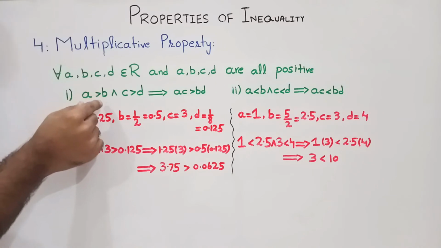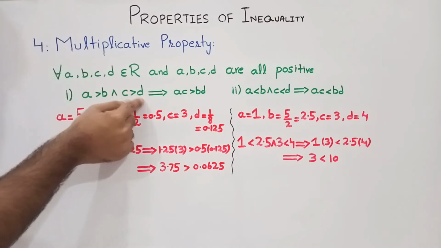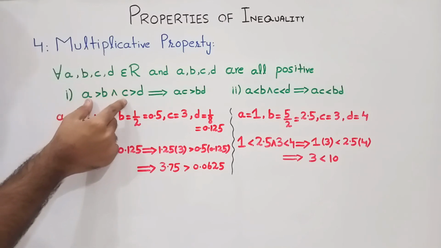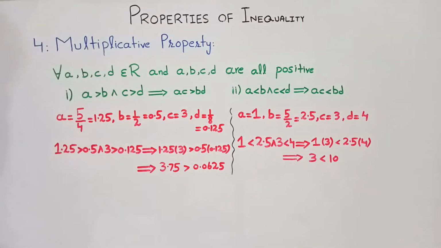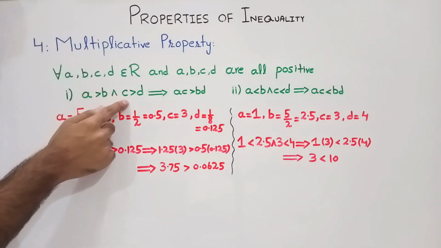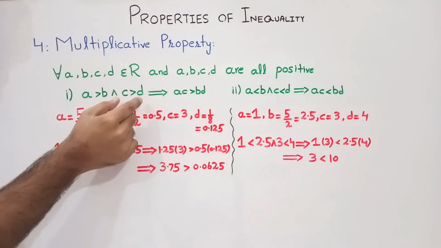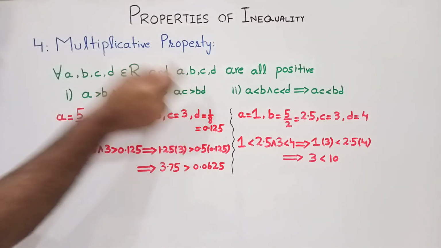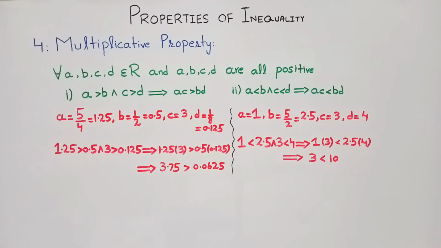This means if we say A is greater than B and C is greater than D, now we have two greater numbers A and C and two smaller numbers B and D. This property says the product of two greater numbers A and C would be greater than the product of two smaller numbers B and D. Let's check with some real numbers.